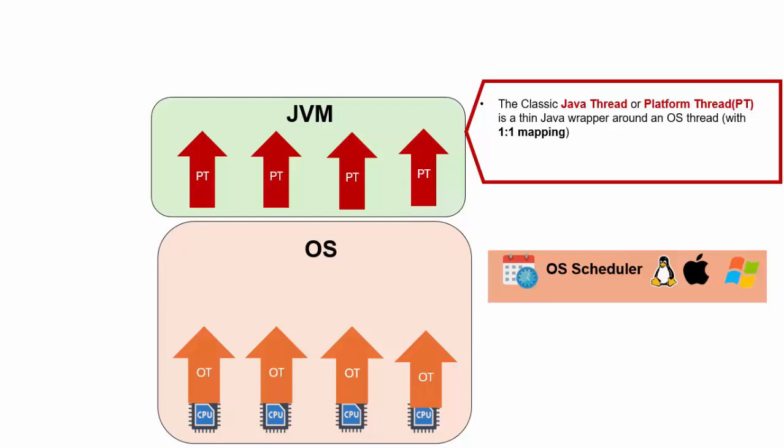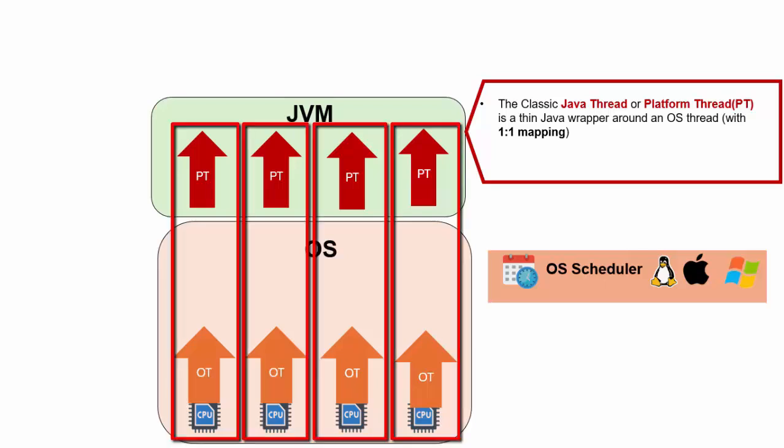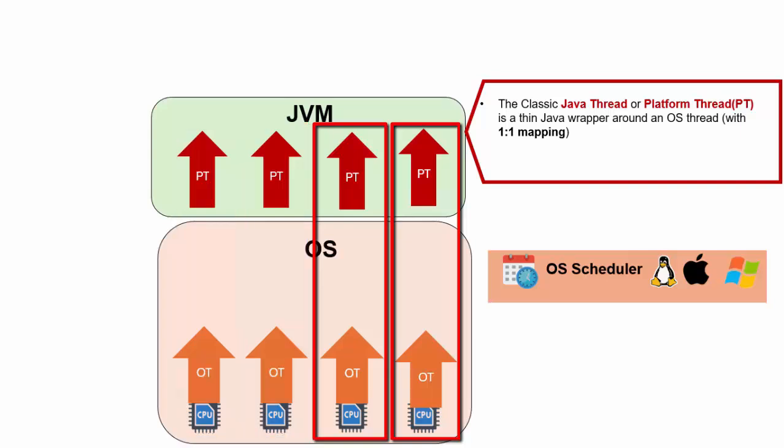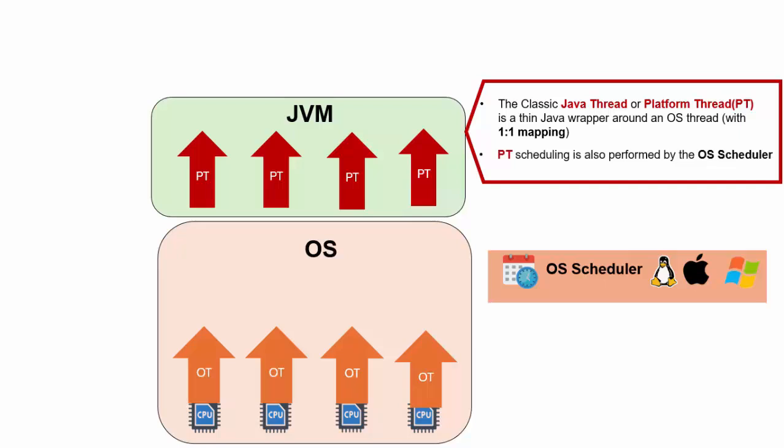The classic Java thread, or the platform thread, which I'm depicting here using this arrow called PT, is a thin Java wrapper around the OS thread. Basically, we have a 1:1 mapping between every platform thread and operating system thread. This platform thread scheduling is also performed by the OS scheduler.